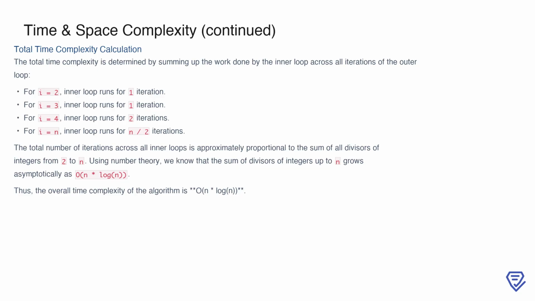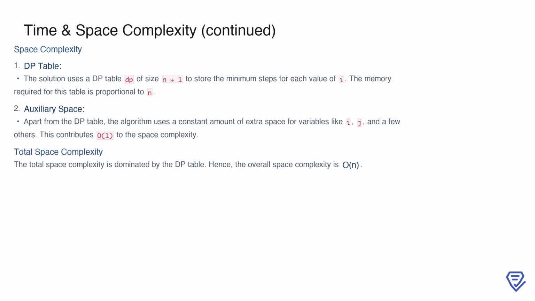According to number theory, the sum of divisors for numbers up to n grows asymptotically as O(n log n). Therefore, the overall time complexity of this algorithm is O(n log n), as the dynamic programming approach focuses on factorization checks and avoids redundant computations. In terms of space complexity, the solution primarily relies on a dynamic programming table, dp, which has a size of n+1. This table is used to store the minimum steps required to generate i A's for each value of i from 1 to n. The memory required for this table is proportional to n, or O(n).